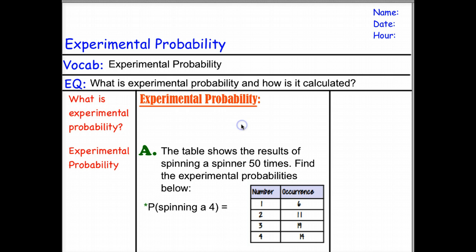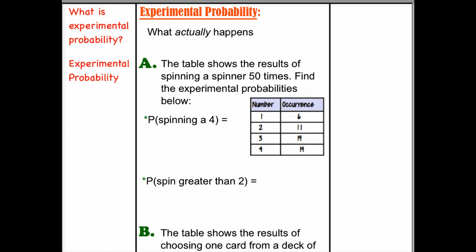Experimental probability is what actually happens. We're still setting it up with total possible on the bottom and what we want on top, but this time when we talk about total possible, that's the total number of trials or experiments that have occurred. So let's take a look at Part A. We have a table that shows the results of spinning a spinner 50 times. We want to find the experimental probabilities of spinning a 4 and a spin greater than 2.